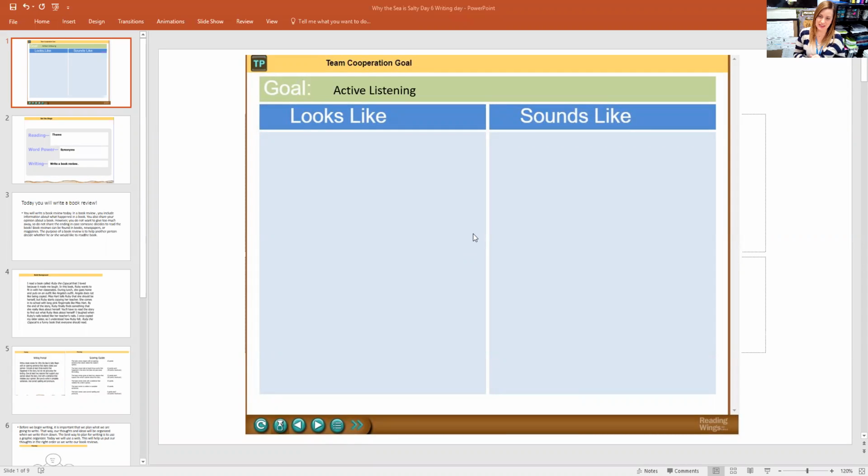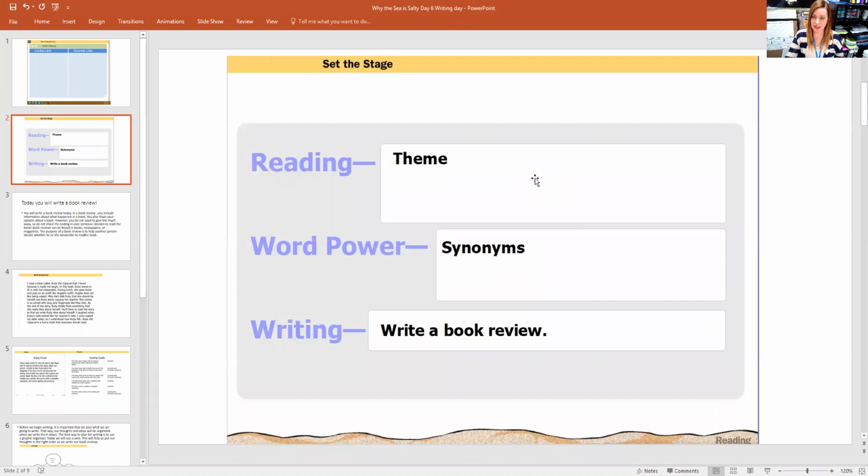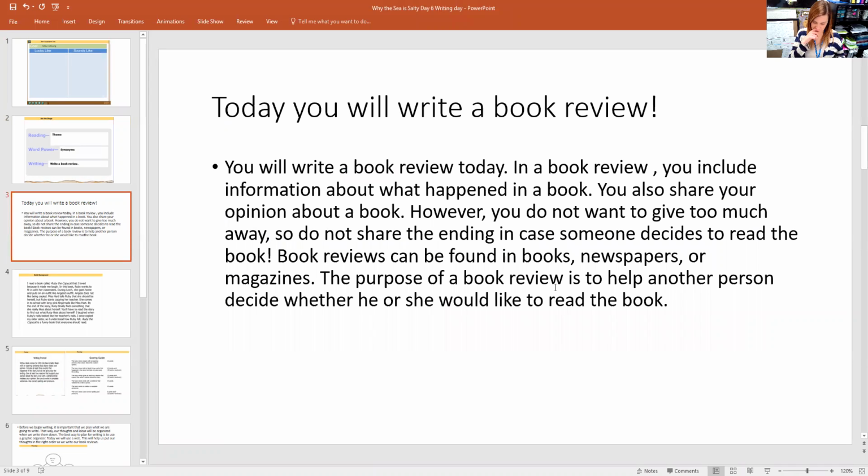It's still active listening, so think about what that looks like: my eyes are on the speaker, my body is still, and I'm paying attention to what they're saying. We have been working on theme. For word power, we've been doing synonyms. And in writing, we're going to be writing a book review. So today's the day we're going to write our book review.